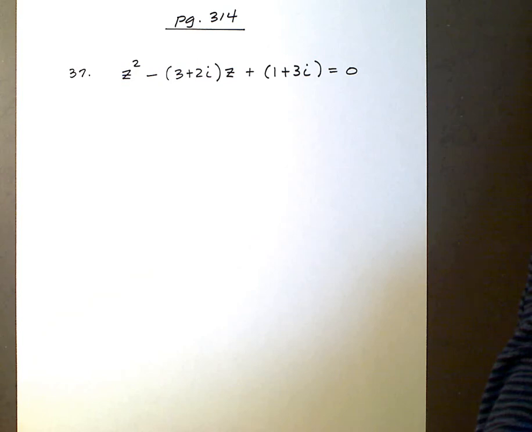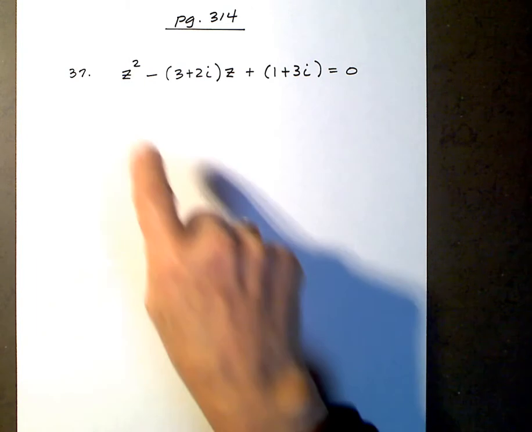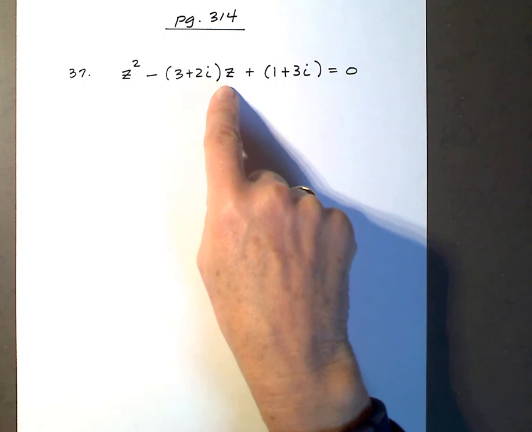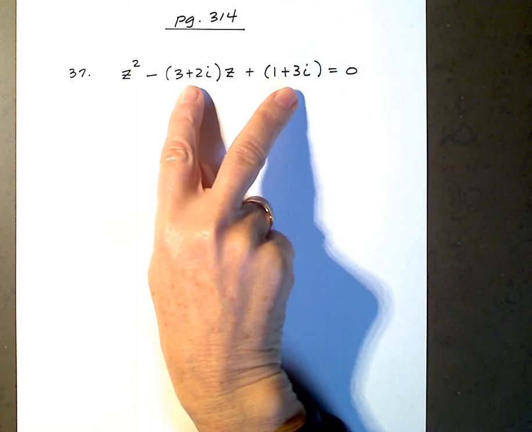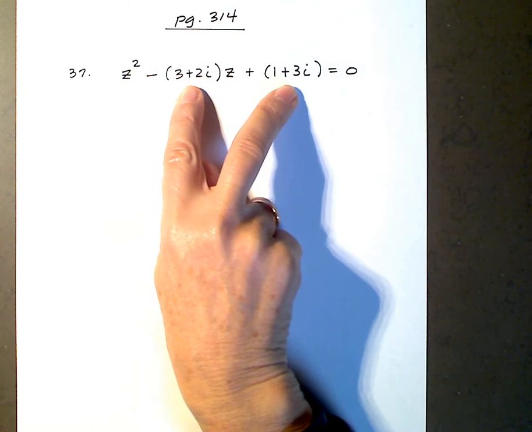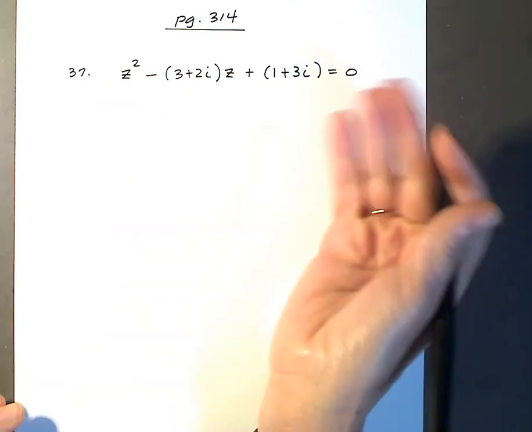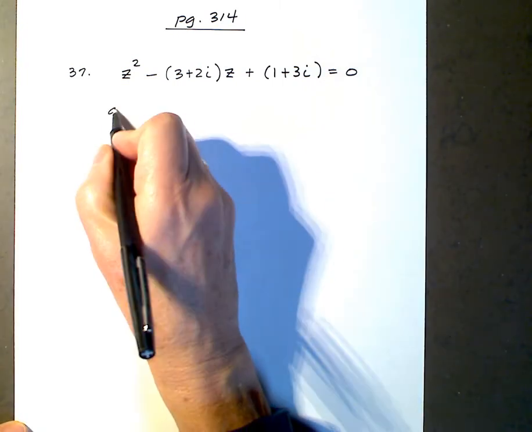This is number 37 on page 314, and this is a quadratic equation. It's in standard form. I have a quadratic z squared, I have a linear z, and I have a constant. And you'll notice that the coefficients, these two, are in complex form. They're imaginary. They have real and imaginary parts in complex form, and the coefficient to the squared term is just 1. And the quadratic formula should still work, and does still work on an equation like this.